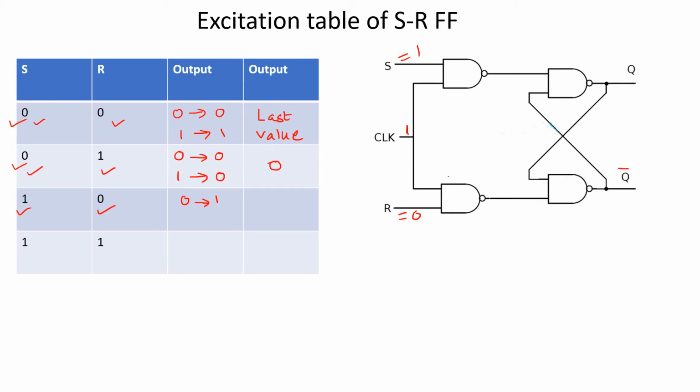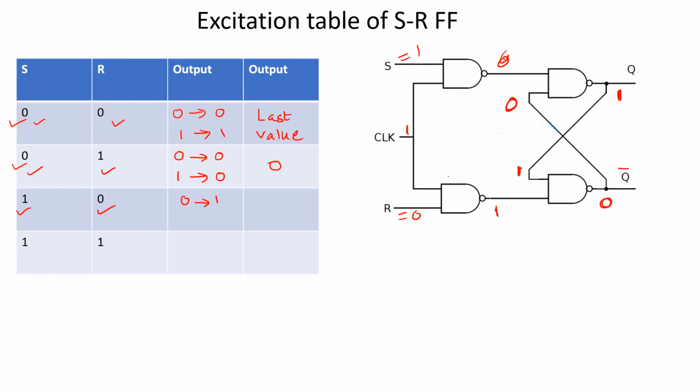So I assume here now 1. This is 1 1 0. This is 1 0 1. This one comes here. 1 1 becomes 0. 0 0 becomes 1. Okay, let us take it for one more time. 1 1 becomes 0 and 0 0 becomes 1.